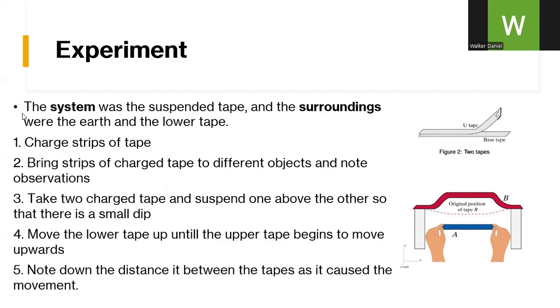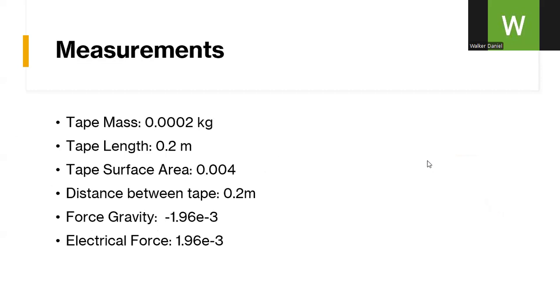First, we had to charge the strips of tape. As you can see in figure 2, this is how we accomplished that. Then we brought the charged strips to different objects and noted their observations. Then take two charged tapes and suspend them above the others so that it makes a small dip, as in figure B. And then finally, move the lower tape up until the upper tape begins to move upwards and creates a levitation effect. And then finally, note down the distance that the tape caused the movement.